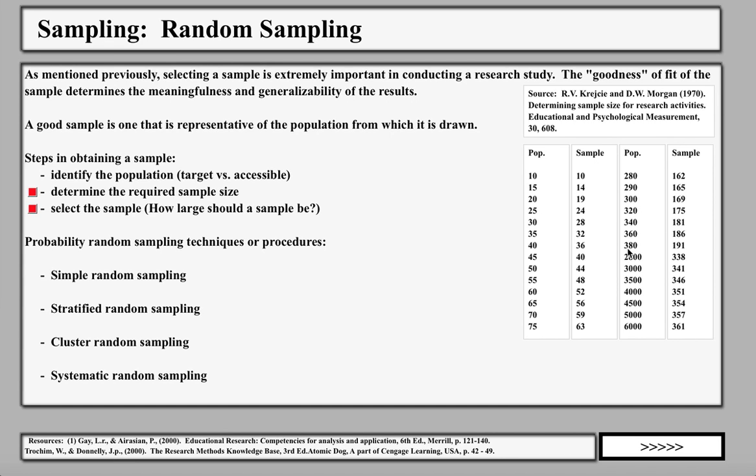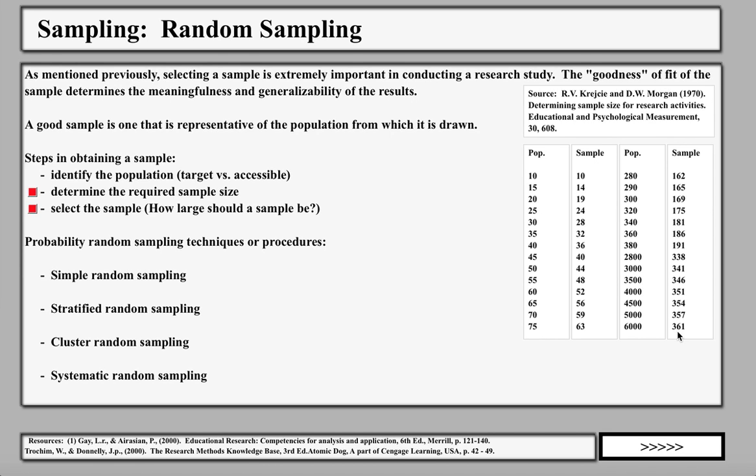380, the suggested sample size is 191. But as you get up into the larger numbers, if you have a population of 2,800, then the suggested sample size is 338, and so on. And for a population size of 6,000, they're suggesting the sample size should be 361.